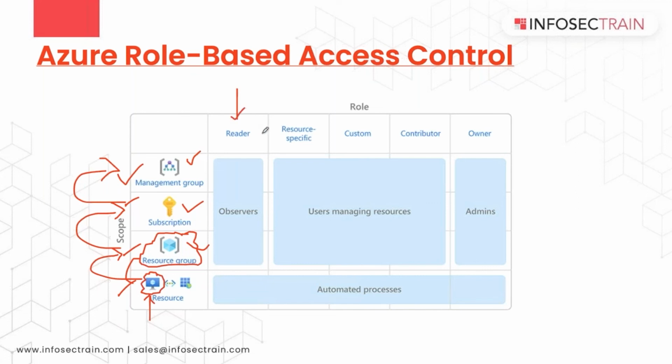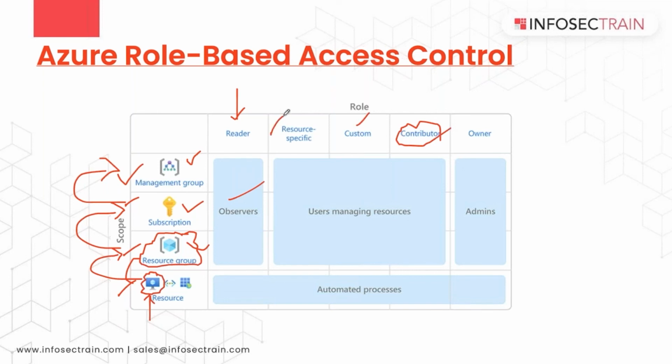Now, different roles will be given, like for example the reader role. If someone has only the reader role, what will they get? They can only read things. So if there is a virtual machine running right now and that reader user wants to stop it, they cannot stop that virtual machine because they can only observe it. Then there are other roles like the contributor.